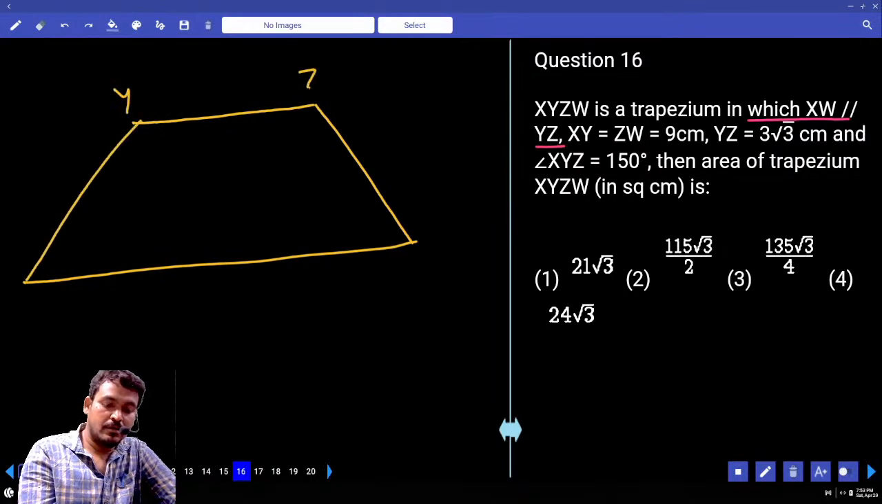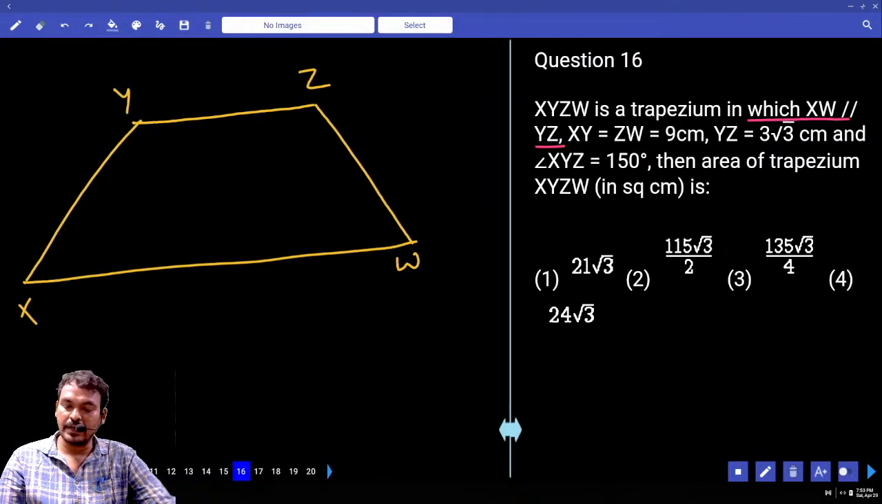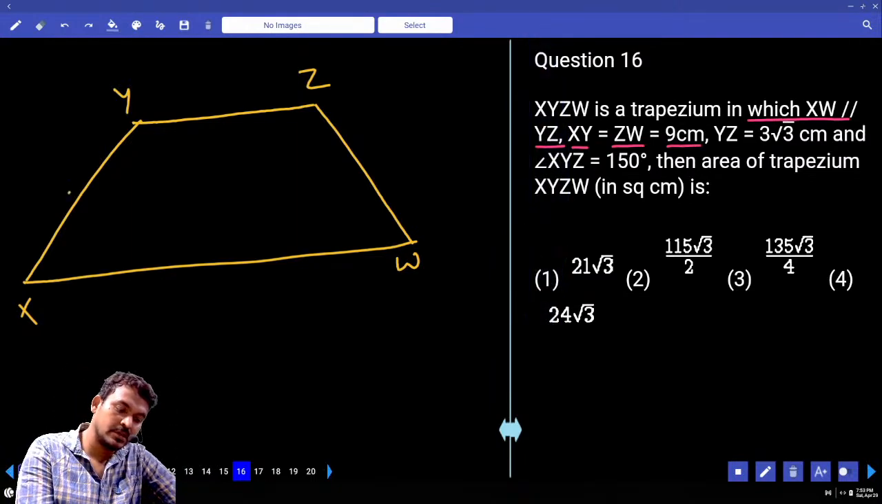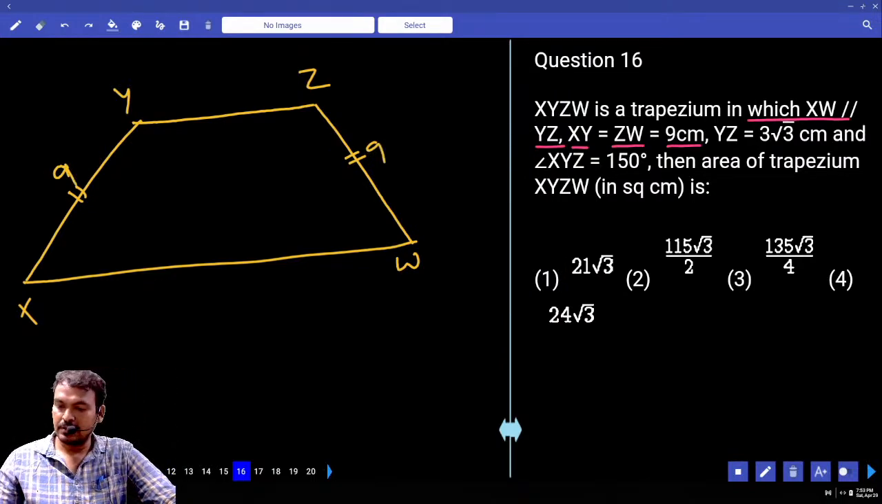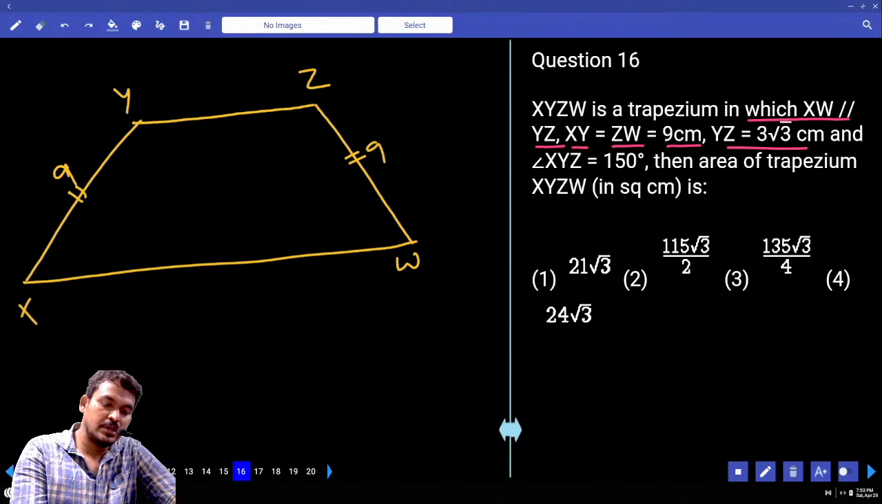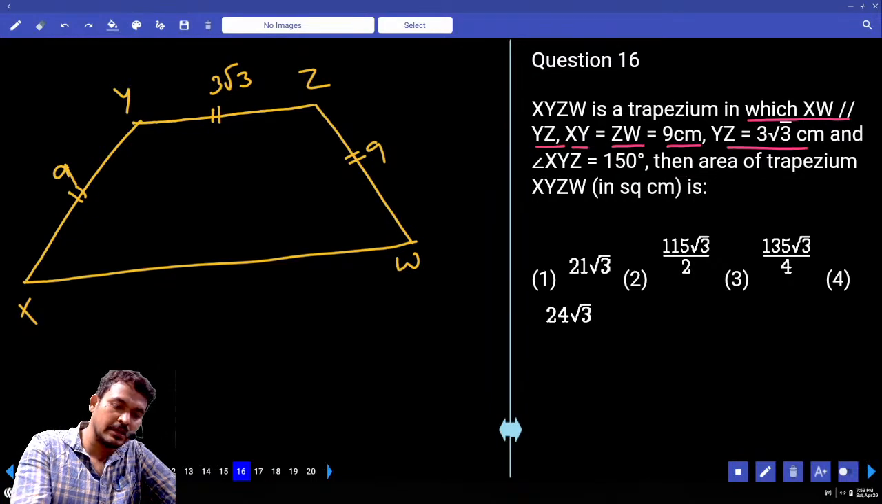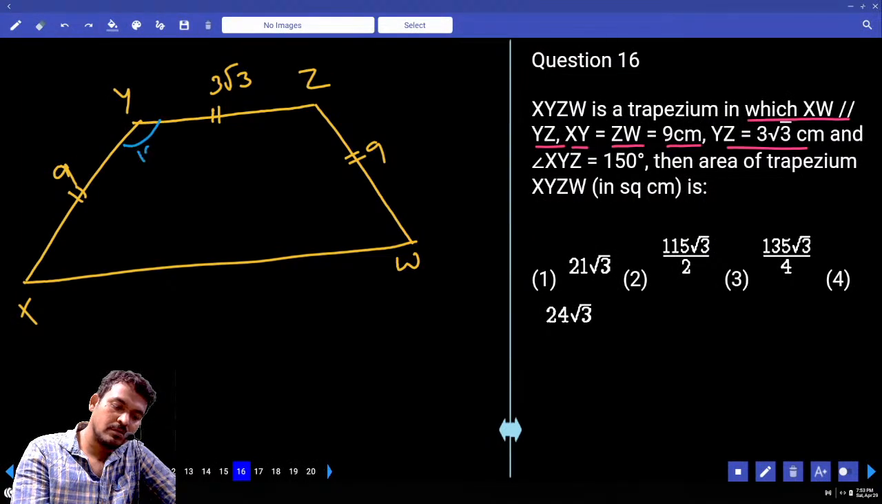Top portion YZ, bottom portion XW. XW is parallel to which one? YZ. And XY value and ZW value are equal to which one? 9 centimeter. This is 9 and this one also 9. Next, YZ equal to how much? 3 root 3. XYZ angle is given how much? 150 degrees.